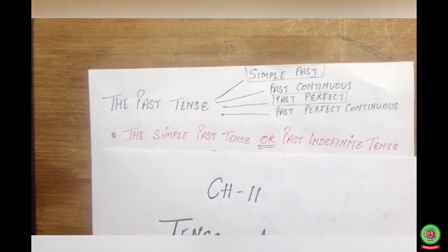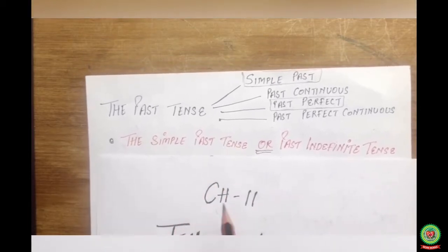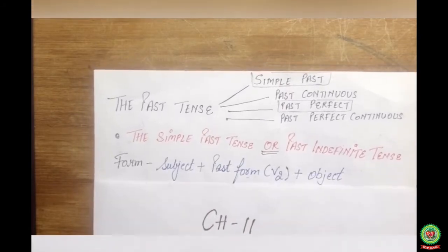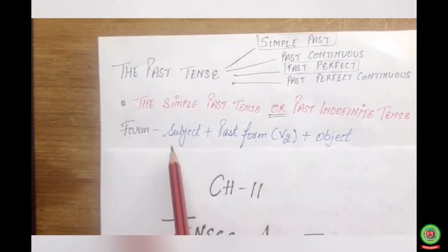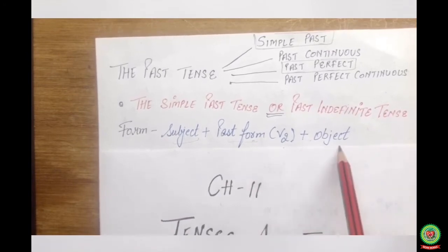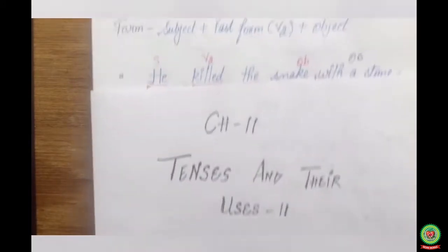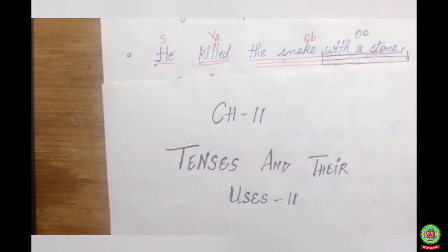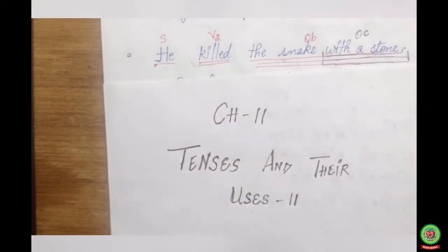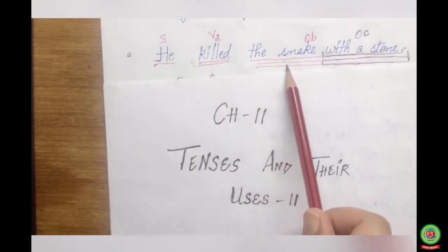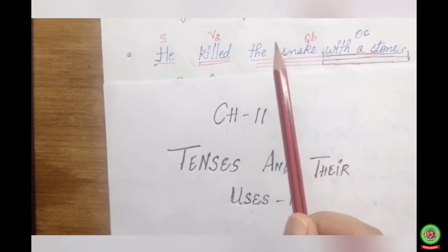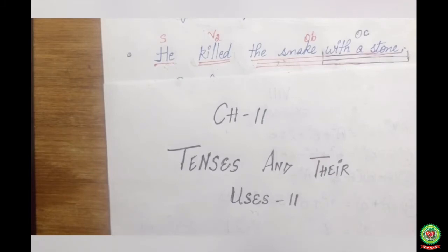Now see the structure. But before that, I want to make clear that simple past tense is also called past indefinite tense. The structure of the sentence is: first of all, you write your subject, then your past form, that is V2, and your object. See, in this sentence, he killed the snake with a stone. He is your subject, who we are talking about. This you all have done in your junior classes. Killed is your action word, the snake is your object, and with a stone is your object complement, as it is adding information to your object.